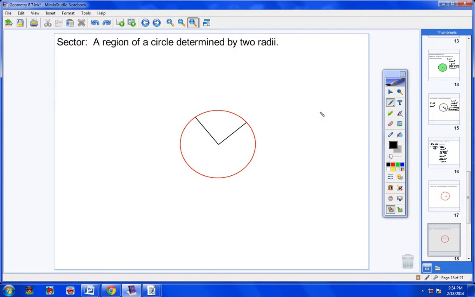All right, now let's continue on. Let's talk about a sector. A sector is a region of a circle determined by 2 radii. Let me show you what I mean. If a sector is the region of a circle determined by 2 radii, then it just means this. When I say look at a certain sector, it would be the shaded in area right here. There you go. And I know it's not perfect. I know I've gone outside the lines a little bit, but you get the idea. The outline of the sector would be like this. Here's the outline.